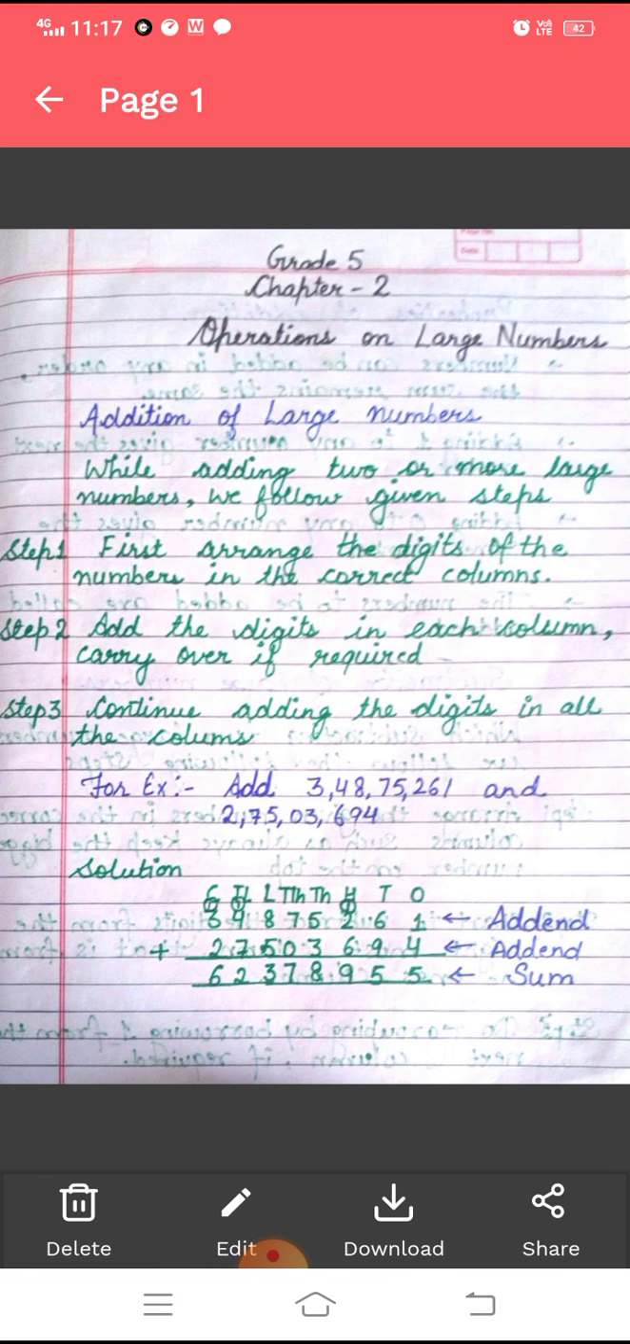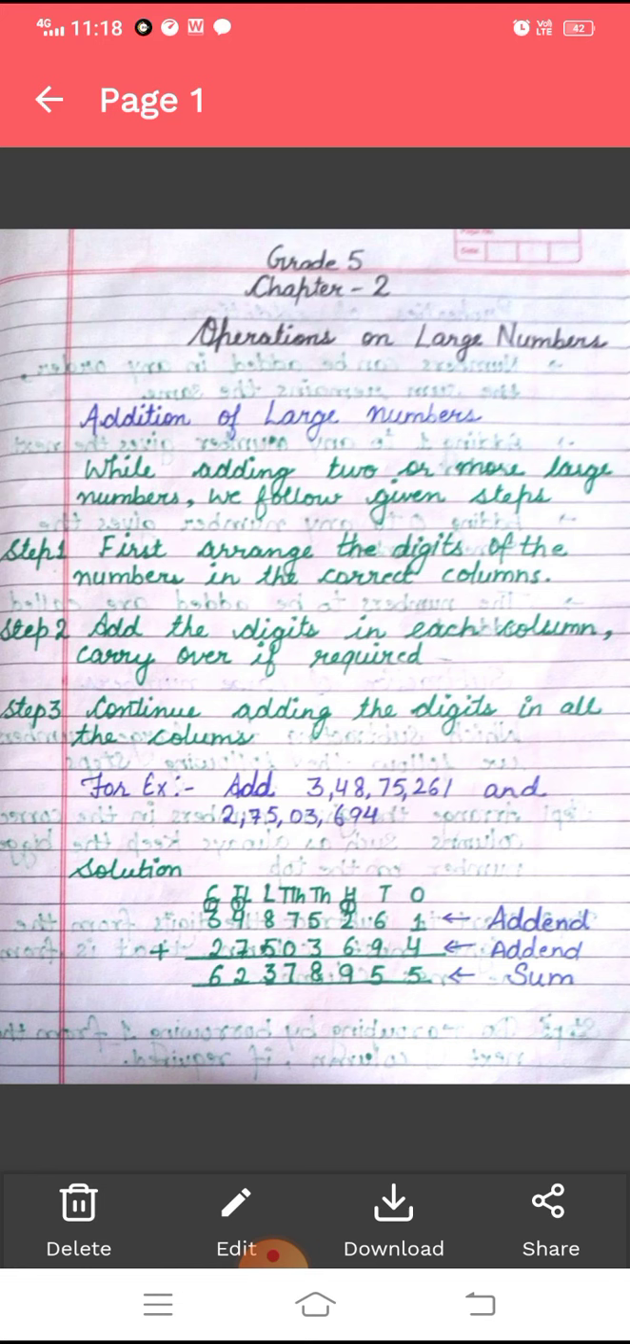Let us understand the concept of addition of large numbers. While adding two or more numbers, we have to follow the given steps. Firstly, we have to arrange the digits of the numbers in the correct columns, like in a place value chart. Then in step 2, add the digits in each column, carrying over if required. We have to start from the ones column, then continue adding the digits in all the columns.